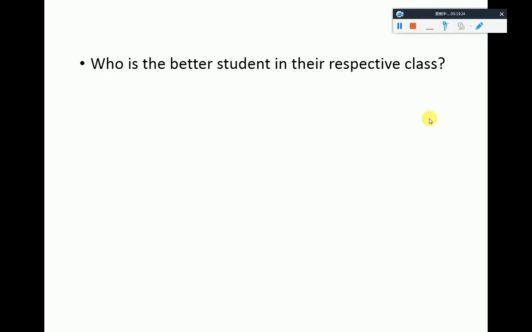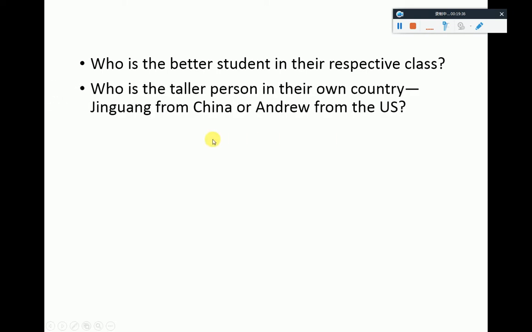So in our daily life, we're making all kinds of comparisons like this. Who's the better student in their respective class? Who's the taller person in their own country, Jingguang from China or Andrew from the US? Again, China and the US obviously have very different distributions of height, and a tall person, quote unquote, from China is not necessarily a tall person from the US.